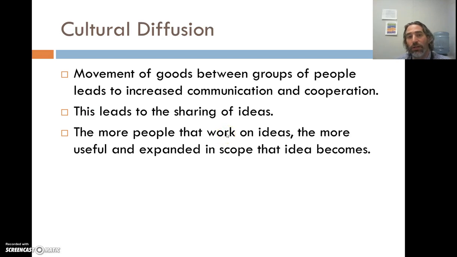This also leads to cultural diffusion. Cultural diffusion is the movement of goods between groups of people. It leads to 2 major things. One leads to increased communication between different groups of people that would have, if they were nomadic, never communicated with each other before. And it also leads to cooperation. Now these groups are working with each other. One group is focusing maybe on creating farming goods, and the other group is maybe focusing on making firewood, and they trade with each other and they become really good at the things that they're good at.